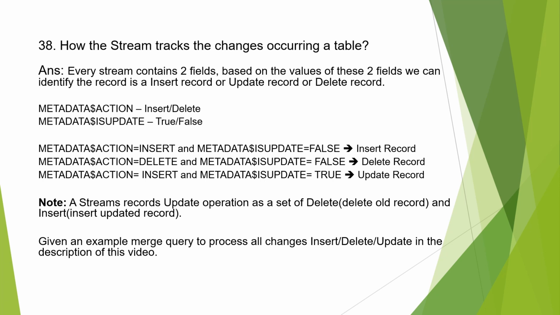A stream records an update operation as a set of delete and insert. So in the note I specified this. A stream records an update operation as a set of delete and insert. It will delete the old record and it will insert the updated record.